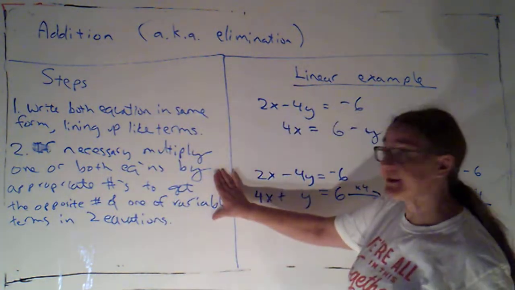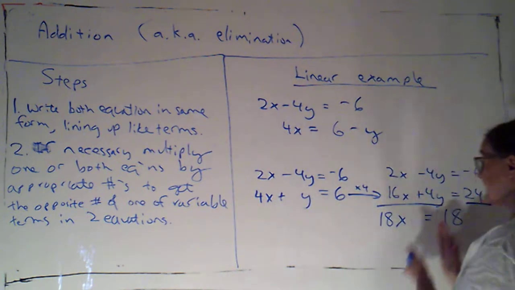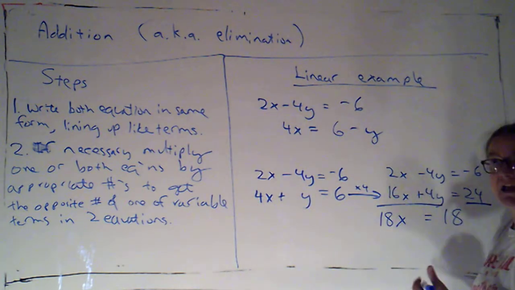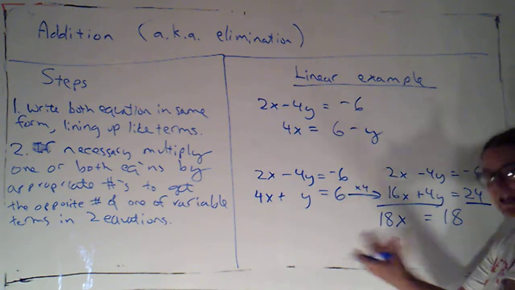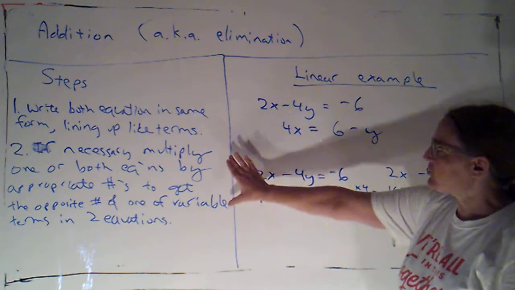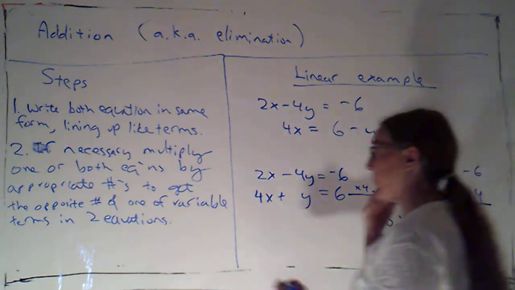Now, since we're working with nonlinear equations, it might not necessarily be the opposite number of y's. I might have a case where I'm getting the opposite number of y squareds, because y squareds are the types of terms that I have. But I'm going to try to get to the opposite number.